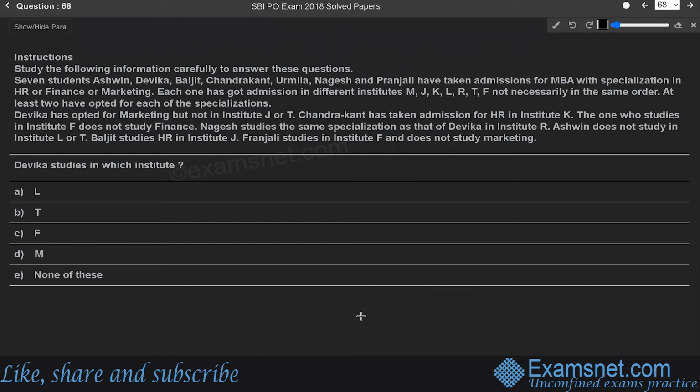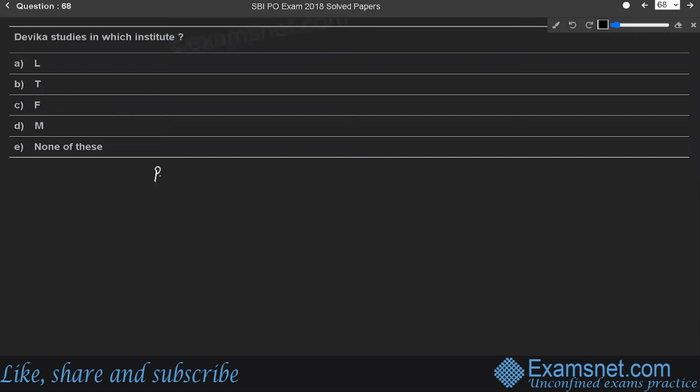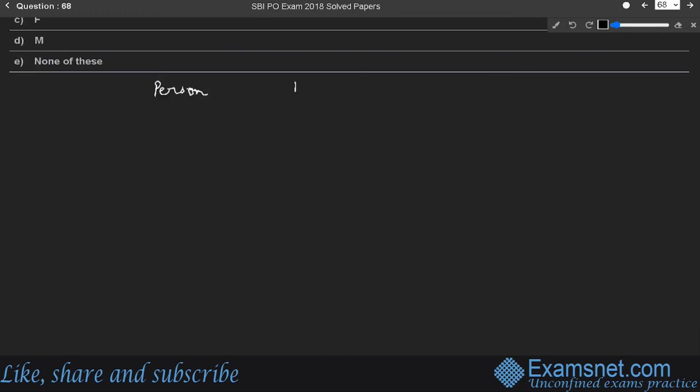Next question also has the same directions. And the question is, Devika studies in which institute? So we have the table which consists of person followed by institute and specialization.